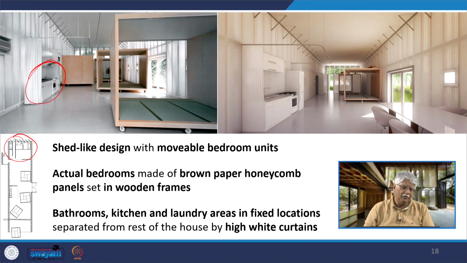Rooms are also movable. Shed-like design with movable bedroom units. The actual bedrooms are made of brown paper honeycomb panels set in wooden frames. I am giving you these details to tell you how innovatively Shigeru Ban is using materials also. And he continues to work with paper, continues to work with wood. The bathrooms, kitchen and laundry areas are in fixed locations separated from the rest of the house, and they can be separated by these curtains.